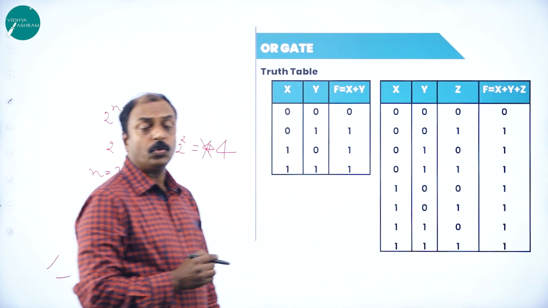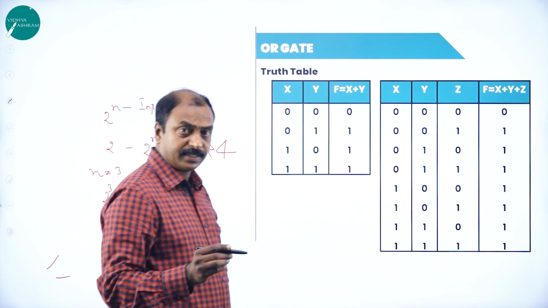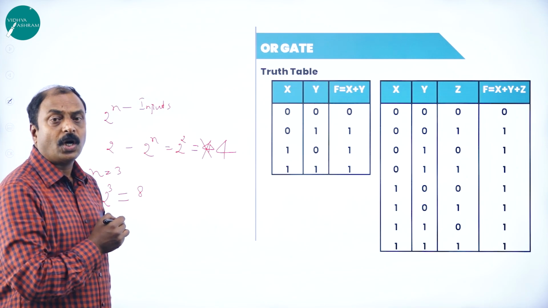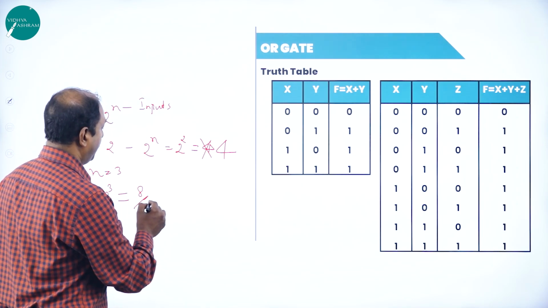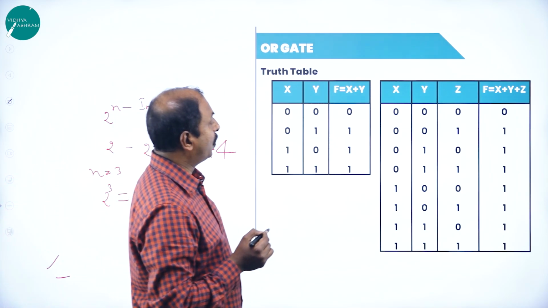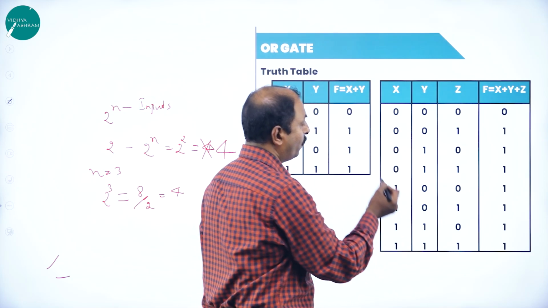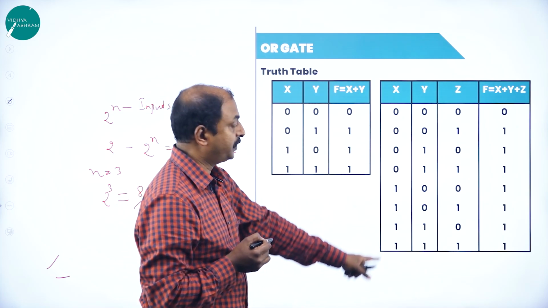And here, how do we write the truth table for our convenience? Generally, we write like this. Here, there are 8 combinations, so half of 8 is 4. We start with the first 4 zeros and the next 4 ones. So there are 8 combinations. This is one input signal.